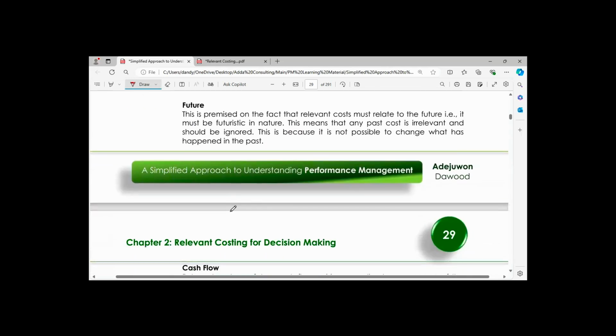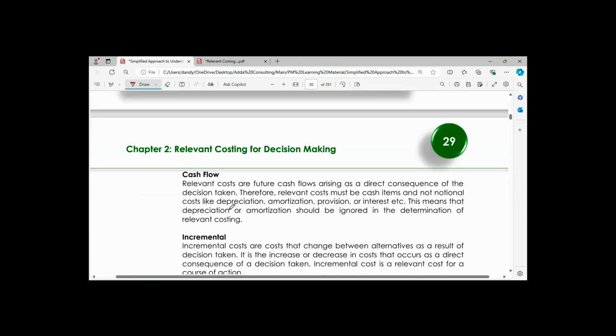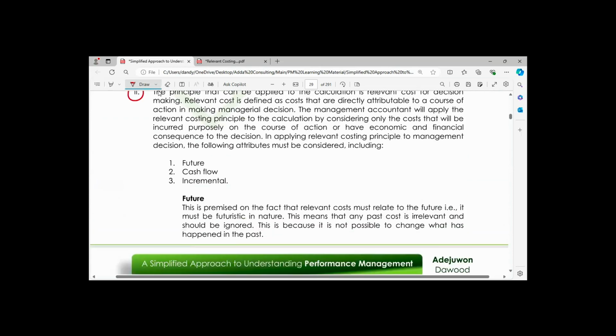Okay, so this is what you are expected to do for you to be able to earn your full mark. So that is for that. This is what you are supposed to do.